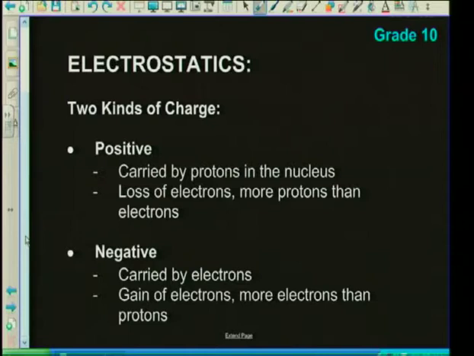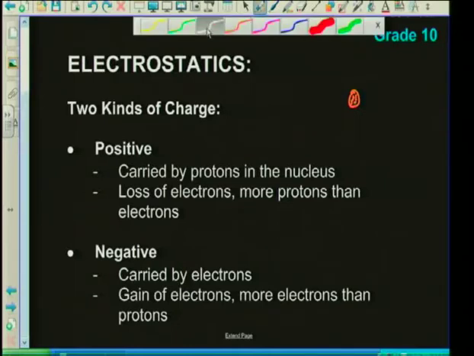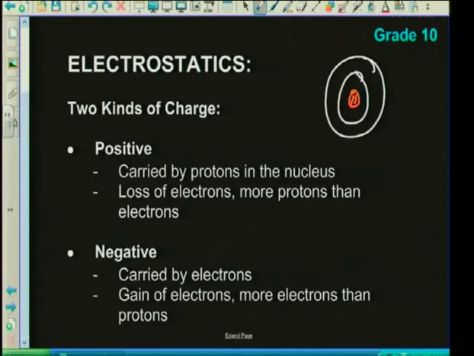Okay, number one, we have our positive charges, which is carried by our protons. And if we have to draw a really simple diagram of our atom, remember we have our nucleus in the middle with all our little protons in it. And then around the nucleus, we have our electrons, which then move around.